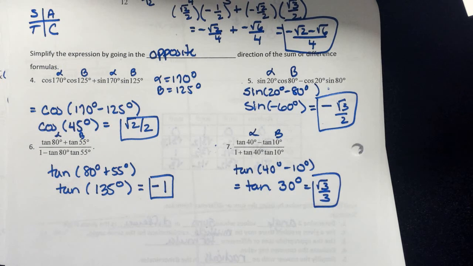Oh, I'm sorry. I'll get you one. No, because 30 degrees is at pi over 6.